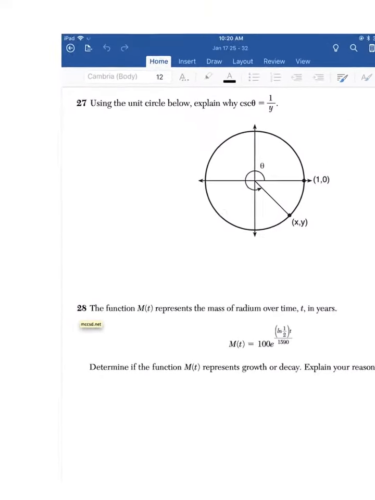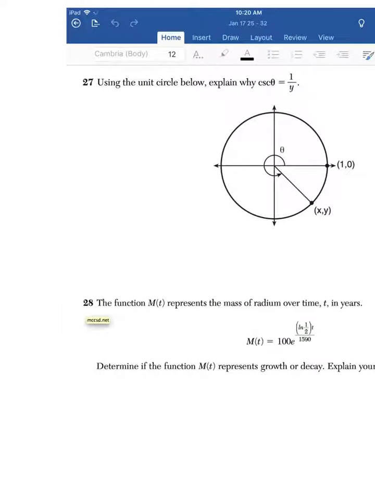All right, so 27 deals with some trig stuff. Using the unit circle below, explain, so you have to use words, explain why the cosecant of theta is equal to 1 over y. So right away, you should recognize that the cosecant of theta is the reciprocal of sine of theta. So cosecant of theta is equal to, remember, reciprocal is when you flip it, so it's equal to 1 divided by the sine of theta.